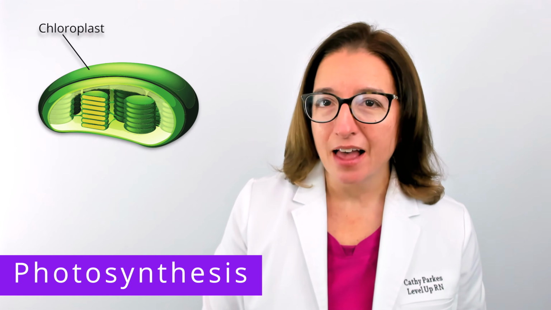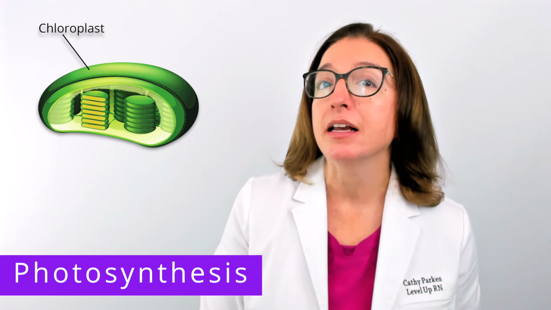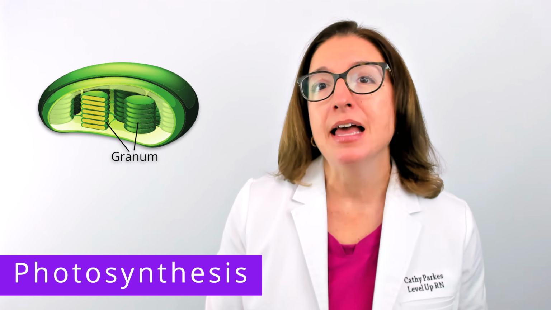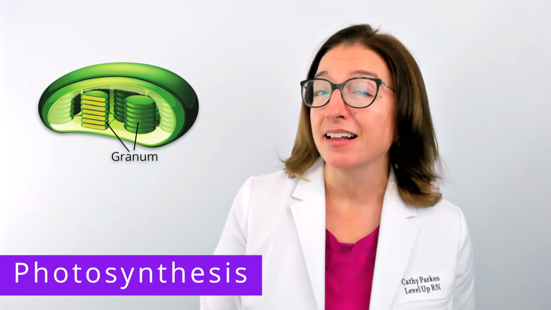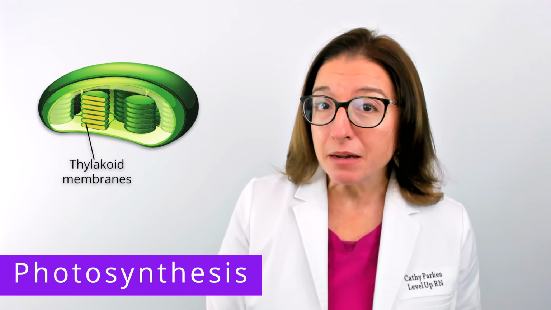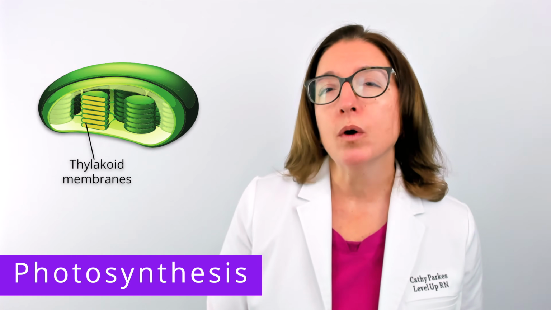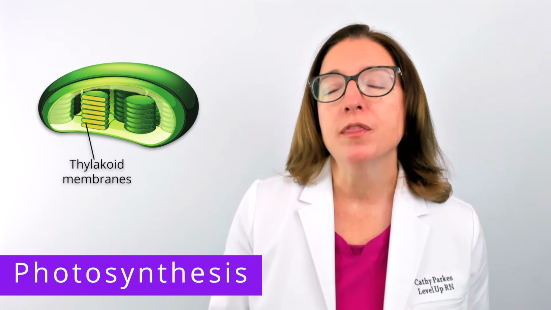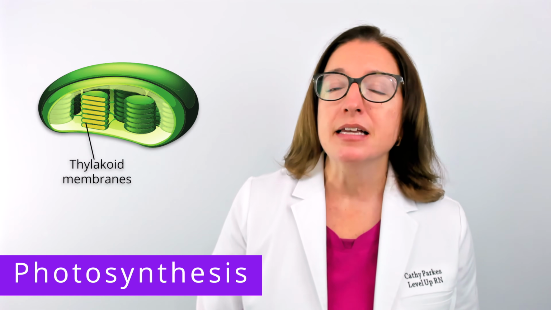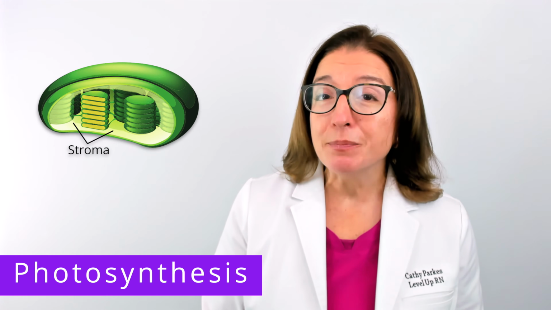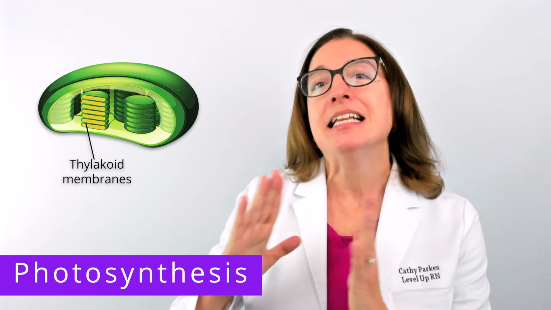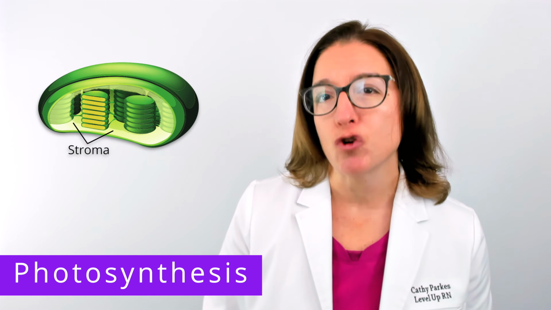In eukaryotic cells, photosynthesis takes place in a chloroplast. Each chloroplast contains stacks of grana, and each granum consists of sac-like membranes called thylakoid membranes. Photosynthetic pigments, such as chlorophyll, are organized into photosystems within the thylakoid membrane. And then the fluid surrounding the thylakoids is the stroma. So the light-dependent reactions take place in the thylakoid membrane, and the light-independent reactions take place in the stroma.